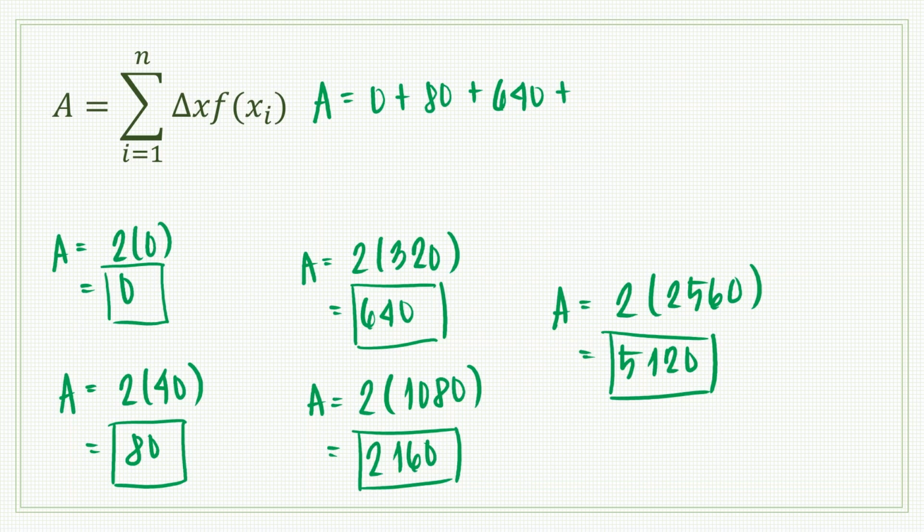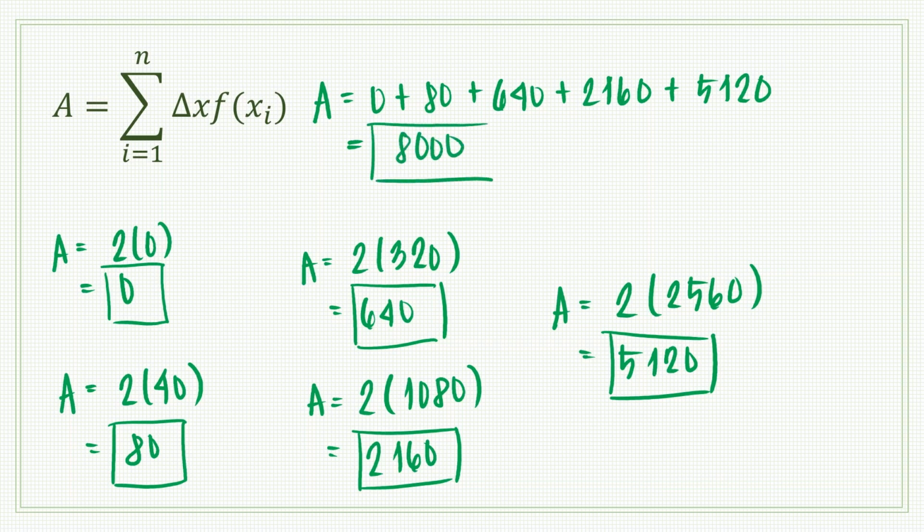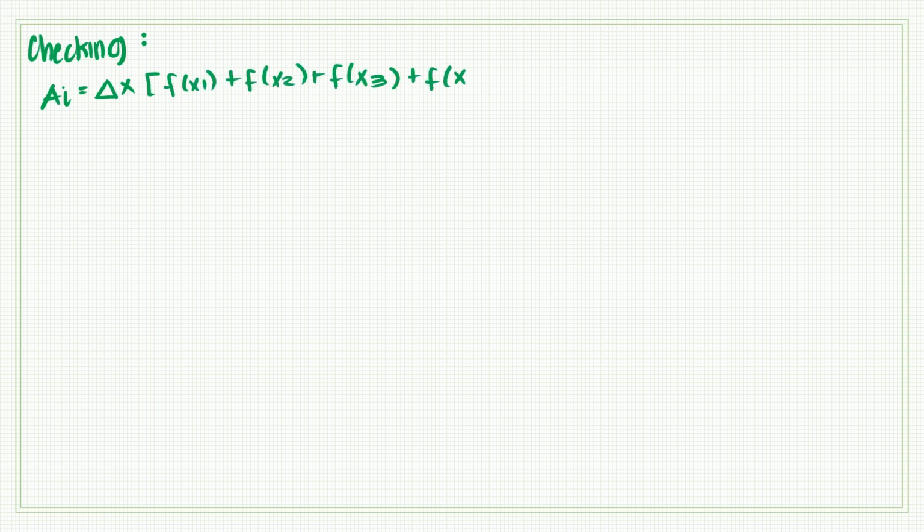80 plus 640 plus 2160 plus 5120 is equal to 8000. Just to check and share, we can also use this formula. Area using the left endpoints is equal to delta x times f of x sub 1 plus f of x sub 2 plus f of x sub 3 plus f of x sub 4 plus f of x sub 5.